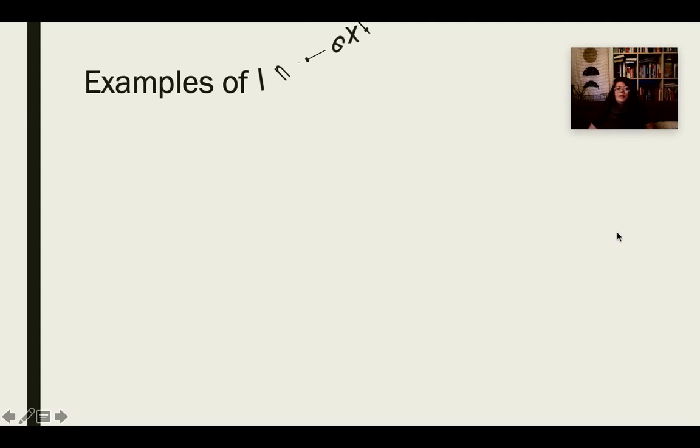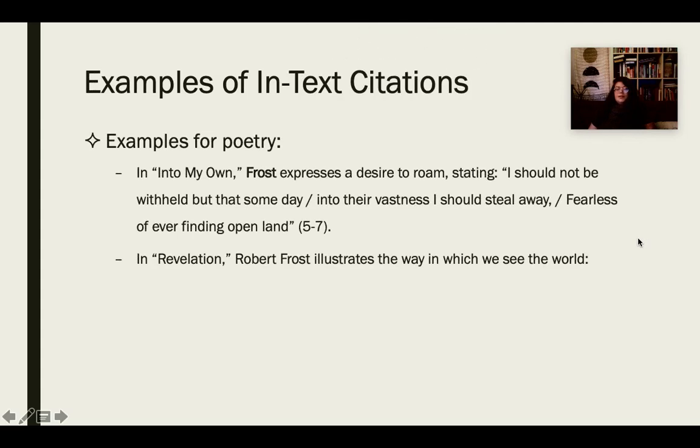Now we're going to look at examples of in-text citation for poetry. So, "Into My Own." Frost expresses a desire to roam, stating, "I should not be withheld but that some day / Into their vastness I should steal away, / Fearless of ever finding open land."